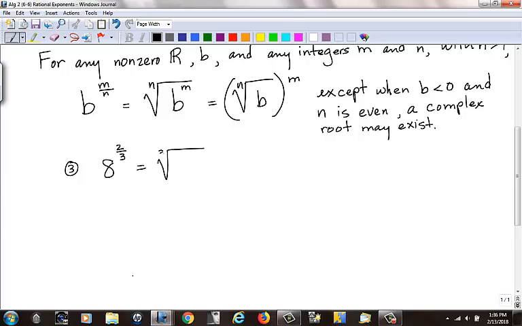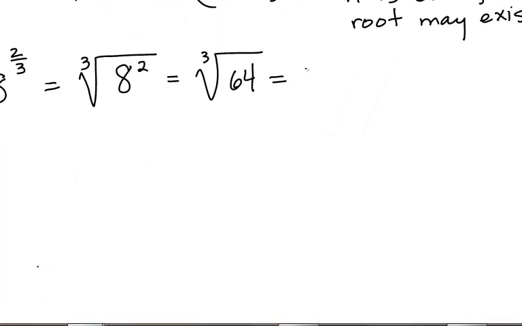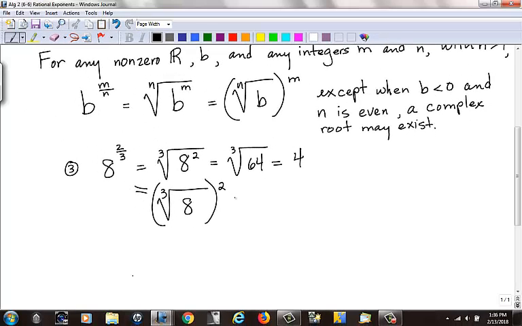So the index is the number on the bottom, and it would be 3. And then you could go the cube root of 8 squared. I'm going to show you 2 ways to work this. You could put the 2 on the inside, and you'd say the cube root of 64. Cube root of 64 is 4. Or you could say the cube root of 8, and then the 2 could go on the outside. So cube root of 8 would be 2, and 2 squared would be 4. So either way, you should get 4 for your final answer.